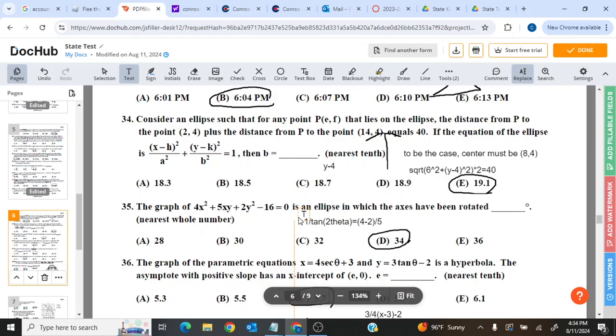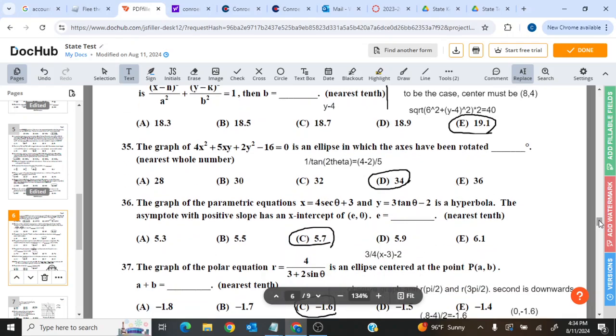The graph of the parametric equations x equals 4 secant of theta plus 3 and y equals 3 tangent of theta minus 2 is a hyperbola. The asymptote with a positive slope has an x-intercept of what? I've never really had to learn what all these properties mean. However, I can graph this in parametric equation mode and then get some qualities. I have learned that y over x is equivalent to the slope of your asymptote, however. So I do know that your slope is going to be 3 over 4.